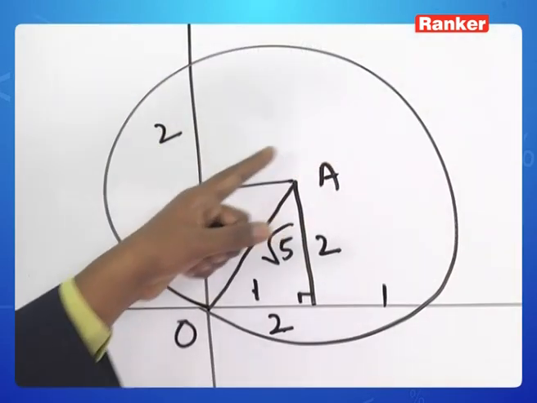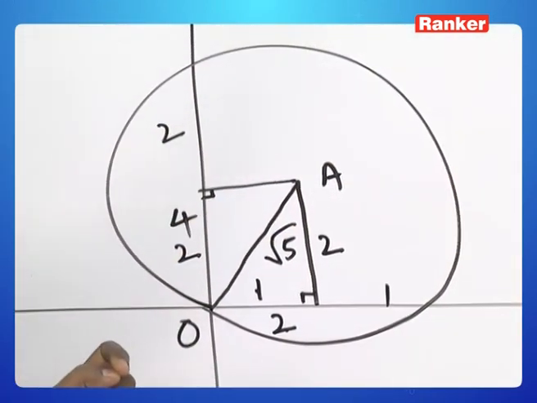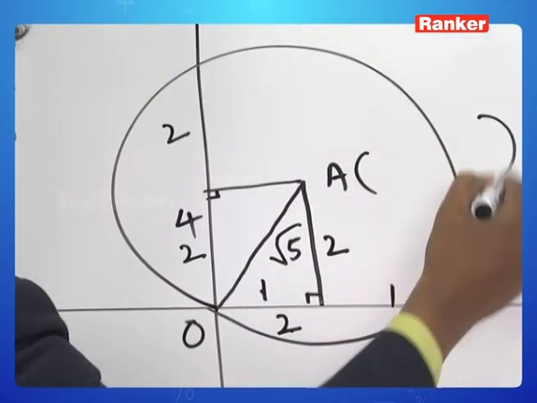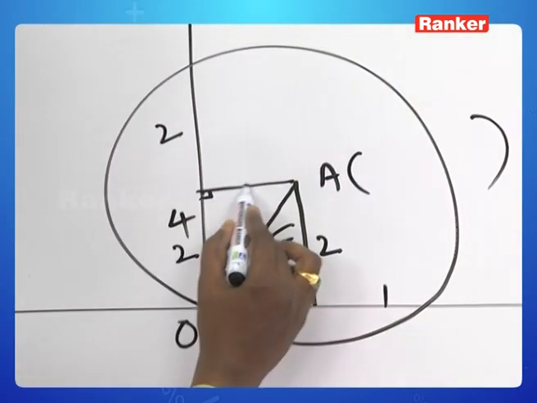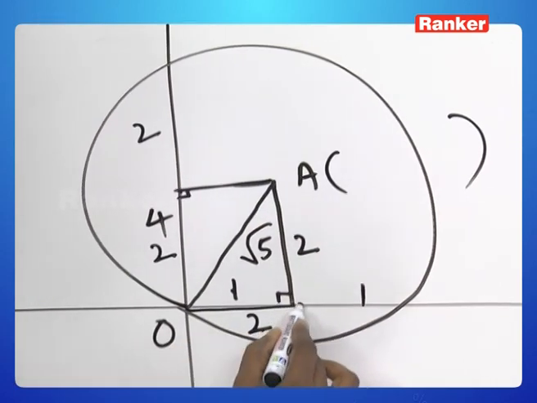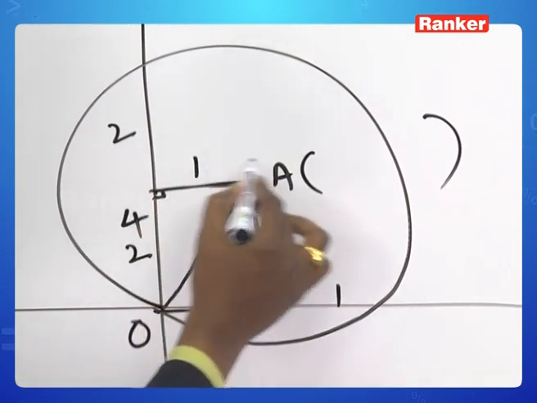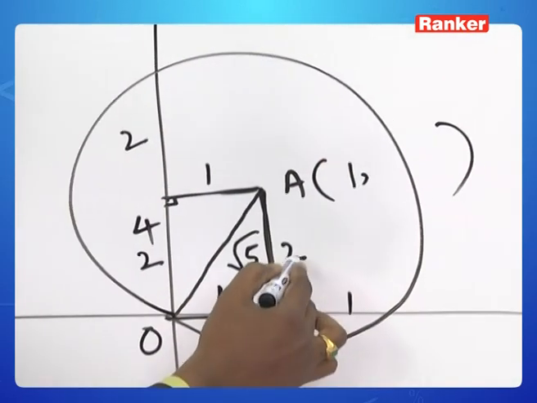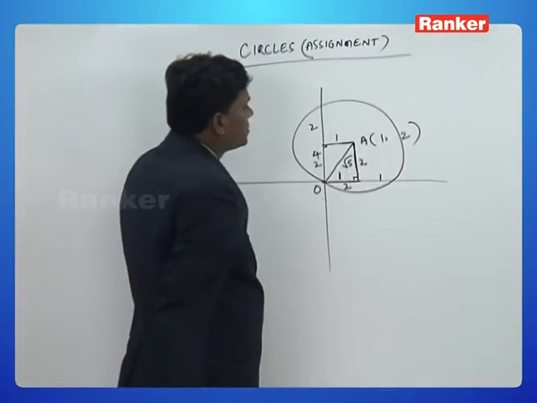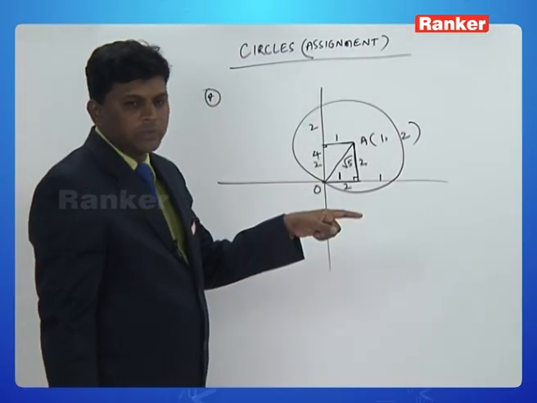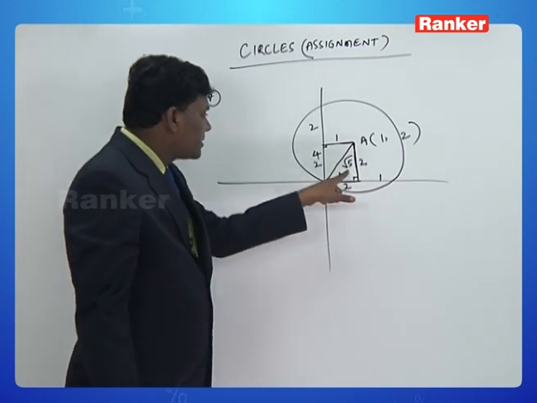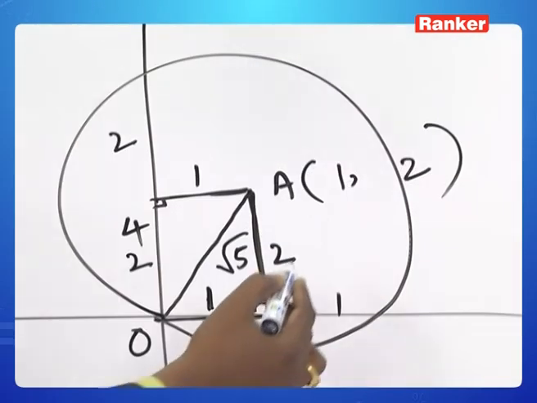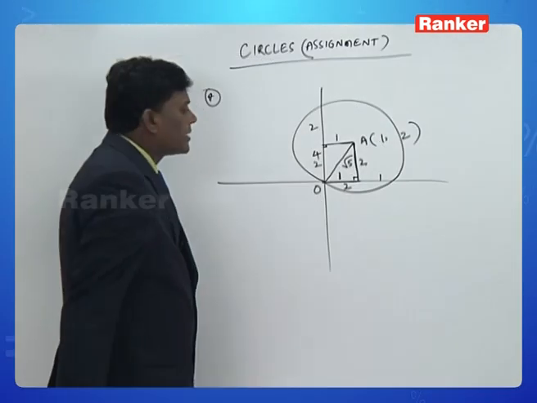So clearly OA, the radius of this circle, is root 5 units, and coming to the center coordinates, the abscissa of the center is nothing but equal to this value. This is nothing but 1, and the ordinate can be taken easily as 2. So the center of the circle here is (1, 2) and the radius is root 5 units. So easily we can find the circle equation by using the center and radius form.